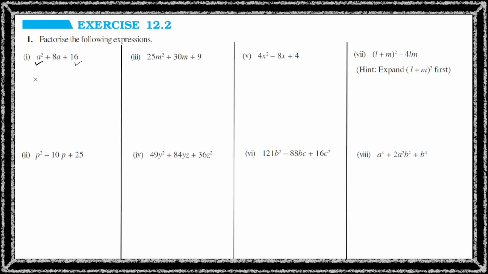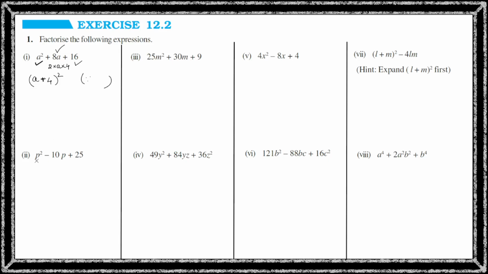So this is nothing but 4 square, 16 is 4 square, and then you will check if the middle term is 2ab. So this is nothing but 2 into a, in this case a is a, and here b is 4. So you can see that this in fact is 2ab. Therefore I can simply directly write it as a plus 4 whole square, right? So you'll be mentioning the identity here and so on.